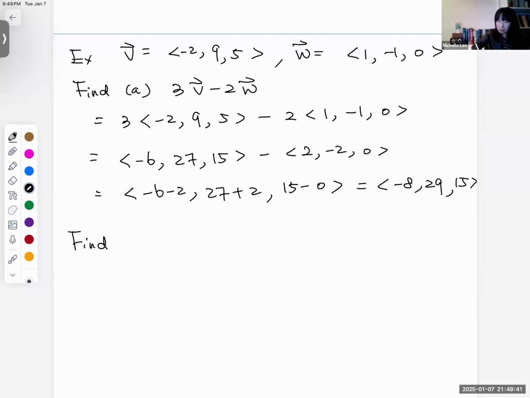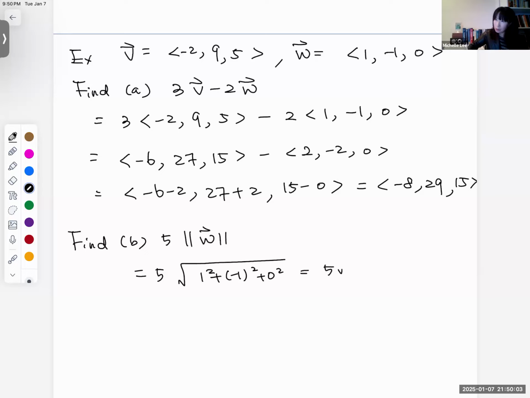Okay, second one: find the magnitude of w, right? So that will be the square root of 1 squared plus negative 1 squared plus 0 squared. So we get the square root of 2, which is approximately 1.41.